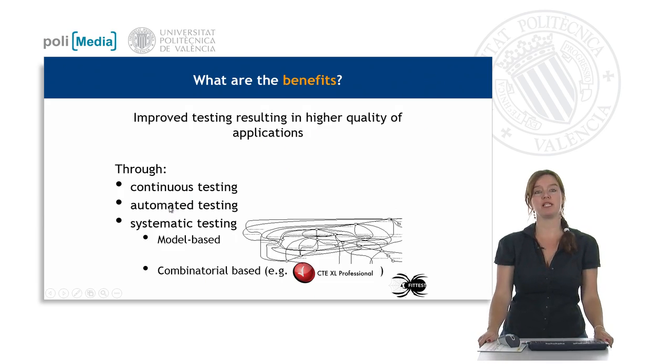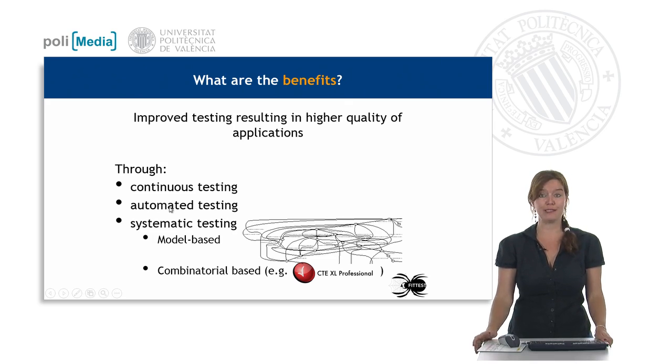So what are the benefits of this? Having an automated and continuous testing environment like the one I just showed will improve testing and will evidently result in higher quality of applications, because the testing will be continuous, it will automatically adapt the testwares, and it will be automated so we can do more testing. And it is systematic testing. It's based on model-based testing, which uses the finite state machines that I mentioned before, and also combinatorial-based test case generation, for which in the FITTEST project we use the CTE XL Professional from Berner and Mattner.